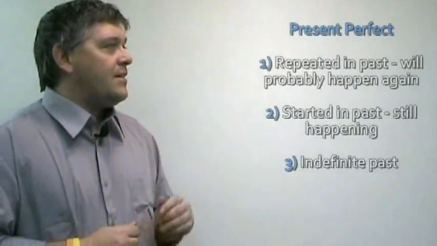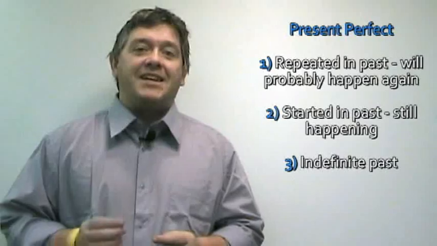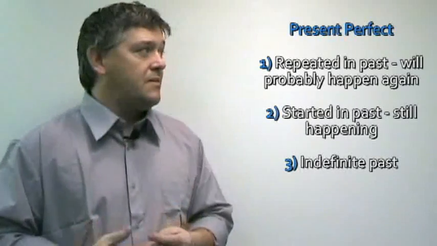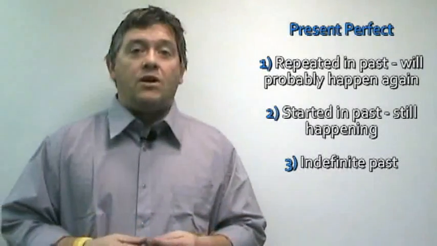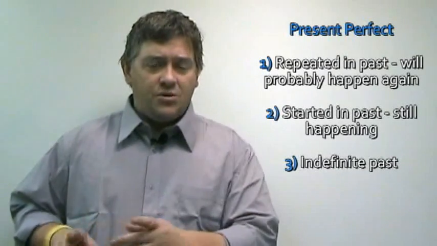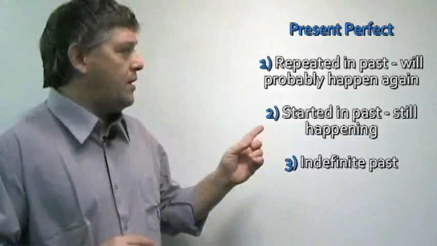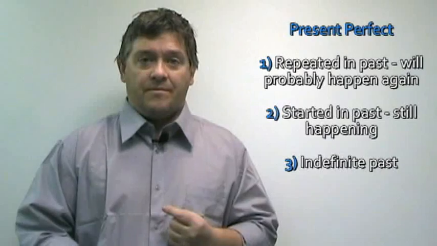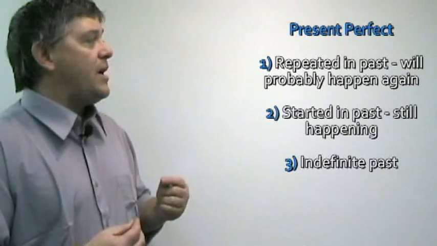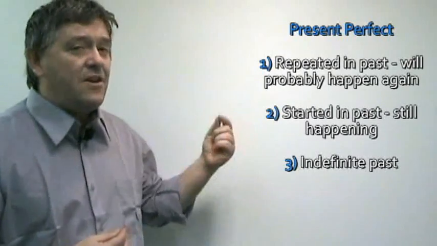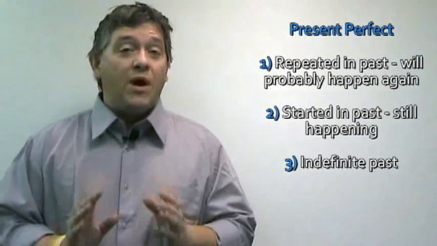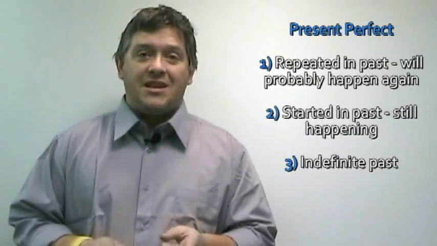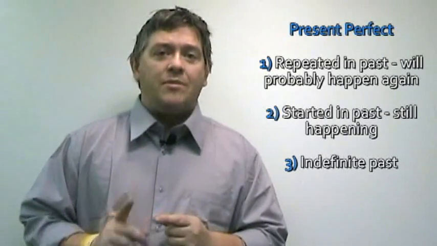Let's take a look. The present perfect tense is used to connect actions in the past with the present. And there are different ways that it can do this. For instance, you can use it for repeated action in the past that you expect to happen again, or for something that started in the past and you want to show that it is still happening. The third use for it is to talk about the indefinite past. And the indefinite past means it's not important when something happened in the past. Now, Cora is going to talk about the indefinite past in the next lesson. So let's talk about the first two.